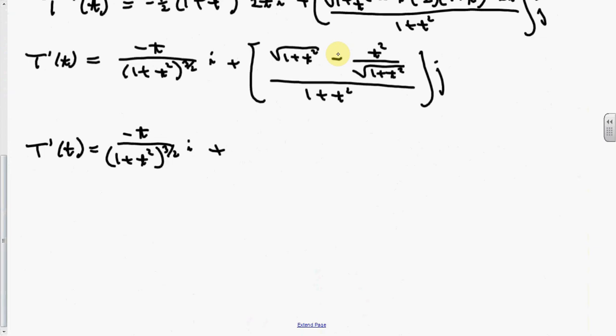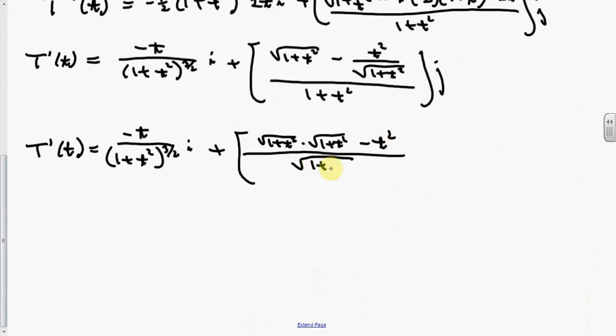You do it a couple of times, and then you kind of get the trick, and then you skip a lot of that stuff and just get to what you want to get to, but I won't do that now. So this is the square root of 1 plus t squared times the square root of 1 plus t squared, all over the common denominator of the square root of 1 plus t squared, and that's over 1 plus t squared. That's times j.